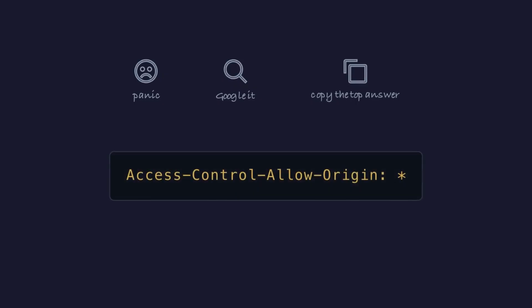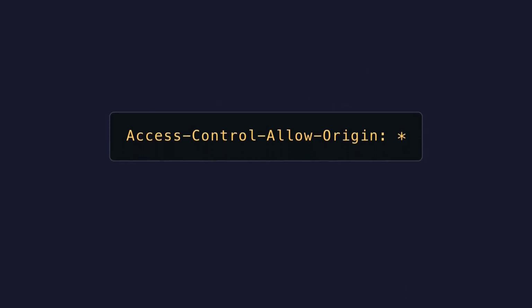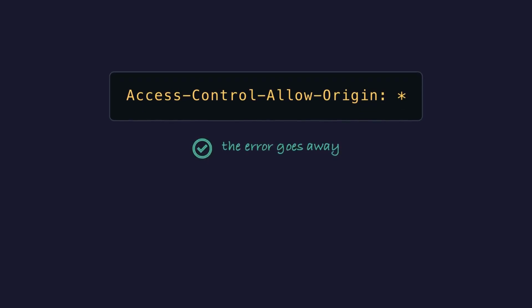And here is what most developers do. They panic. They Google it. They find a Stack Overflow answer that says, add Access-Control-Allow-Origin: * to your server. They paste it in. The error goes away. They move on. And they never actually understand what just happened. Or worse, they just opened a security hole they do not understand.